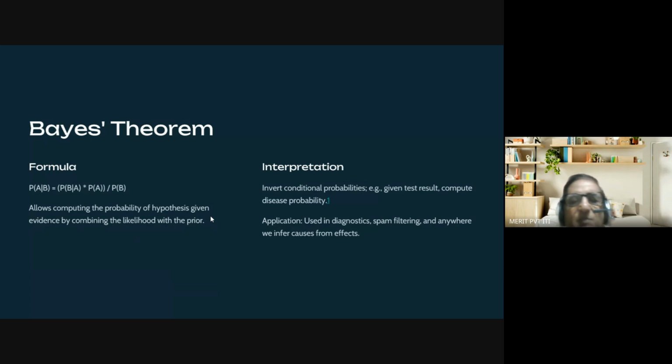Disease probability is computed this way. Applications are used in diagnostics and spam filtering. If an email is spam, and anywhere we infer causes from effects. So these are the Bayes theorem applications and all.